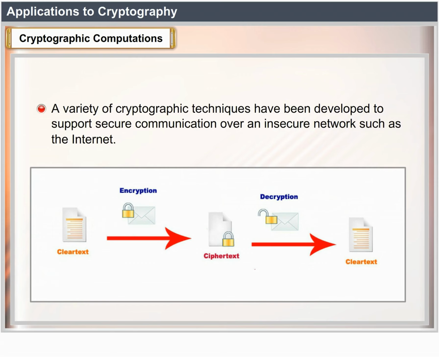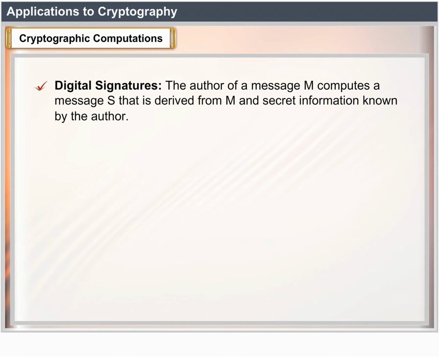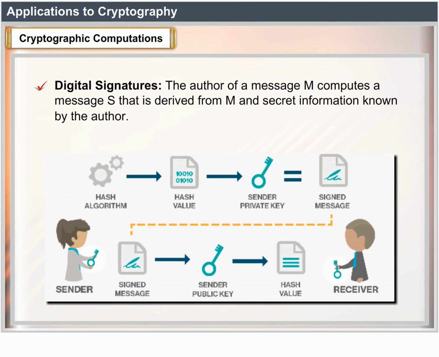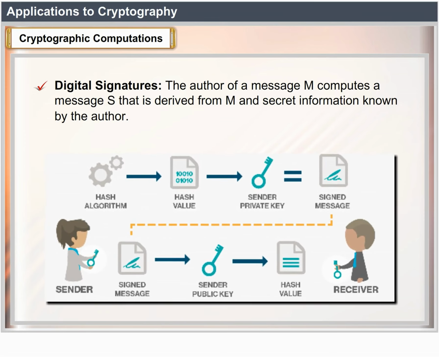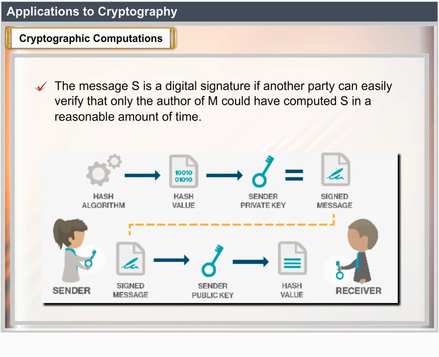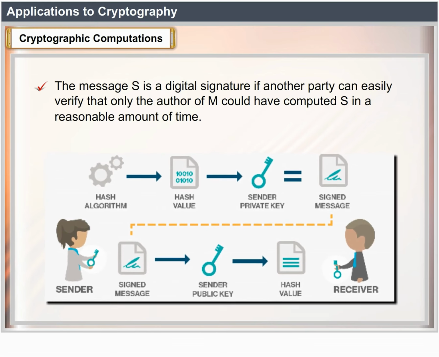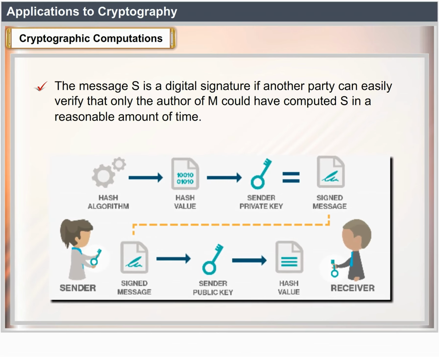An essential ingredient in encryption is that it should be computationally infeasible for an outsider to transform C back to M without knowing the secret information possessed by the receiver. Digital signatures. The author of a message M computes a message S that is derived from M and secret information known by the author. The message S is a digital signature if another party can easily verify that only the author of M would have computed S in a reasonable amount of time.